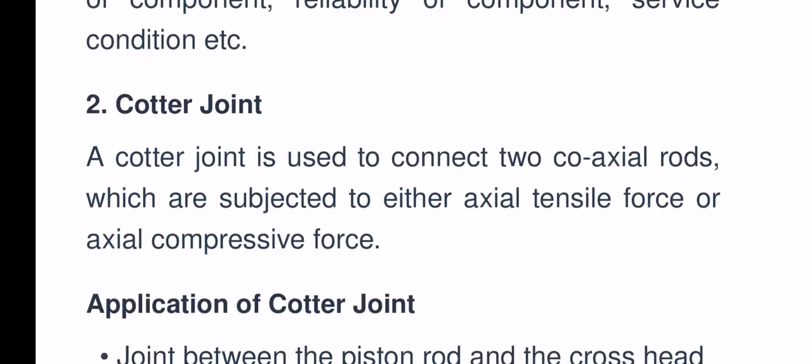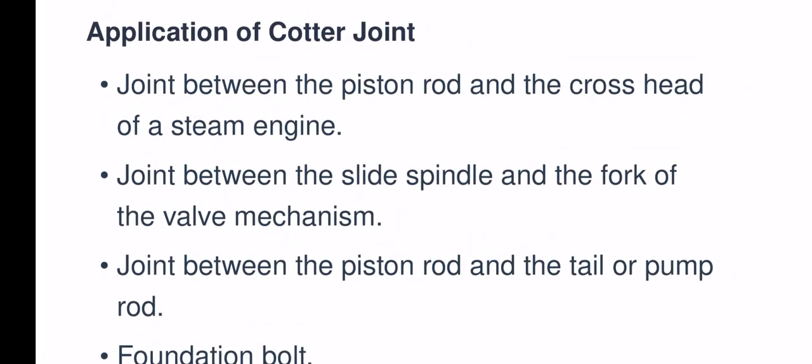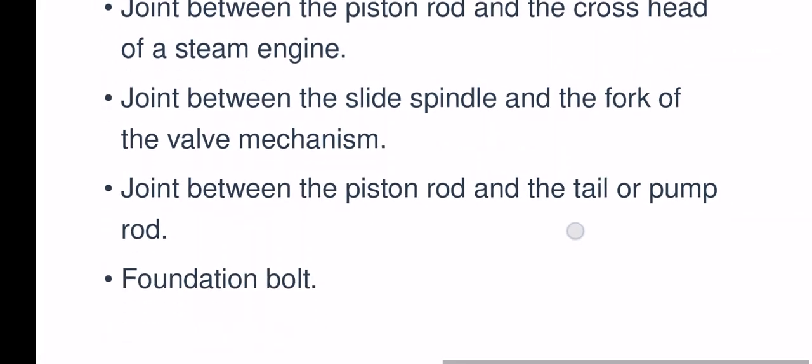Cotter joint. A cotter joint is used to connect two coaxial rods which are subjected to either axial tensile force or axial compressive force. Applications of cotter joint: joint between the piston rod and the cross head of a steam engine; joint between the slide spindle and the fork of the valve mechanism; joint between the piston rod and the tail or pump rod; foundation bolt.